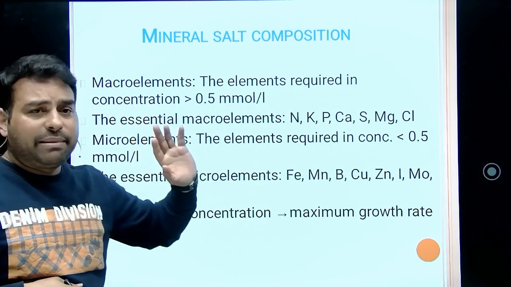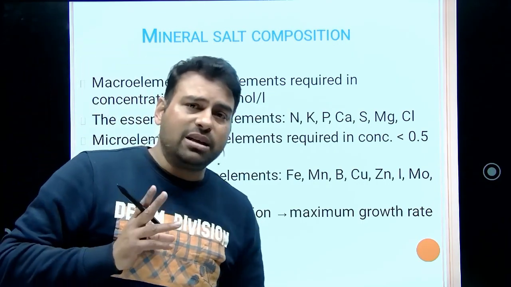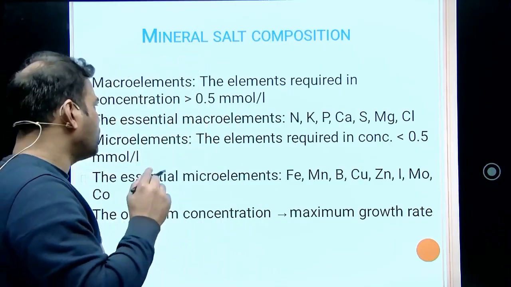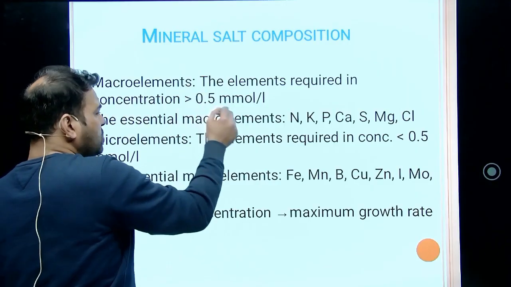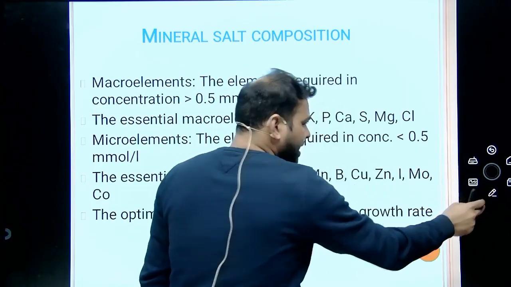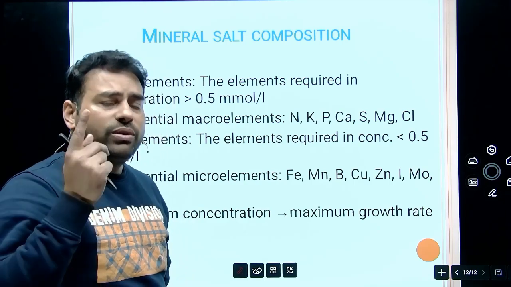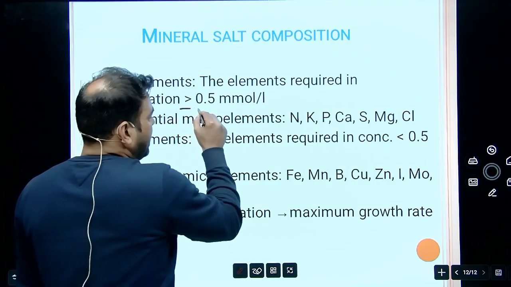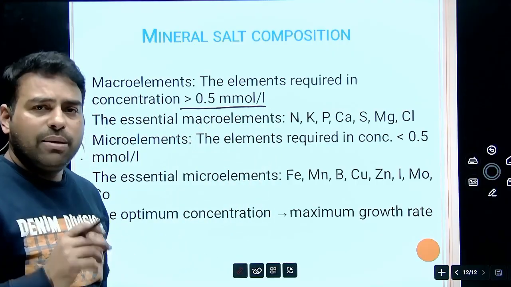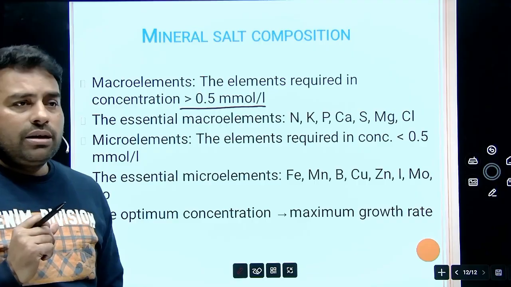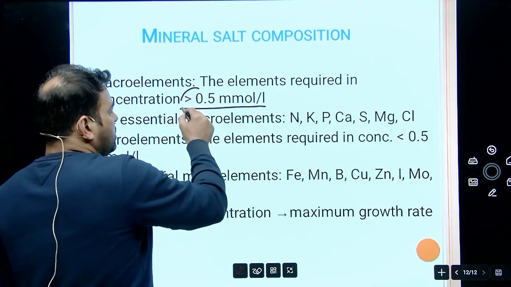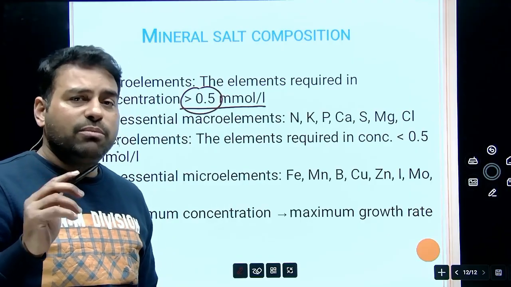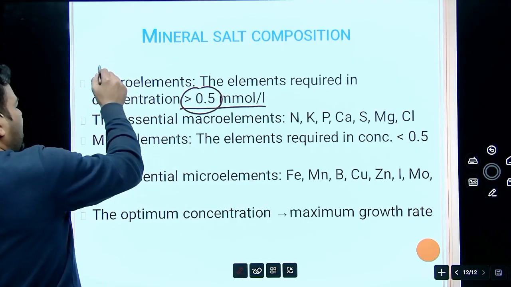So macro element and micro element. Two types of elements we can divide, which are needed in a plant tissue culture experiment. So first is macro element. What is the definition of macro element basically? Macro elements are those elements which are required in a concentration of greater than 0.5 millimole per liter. The elements which are required in a concentration of more than 0.5 millimole per liter are macro elements.